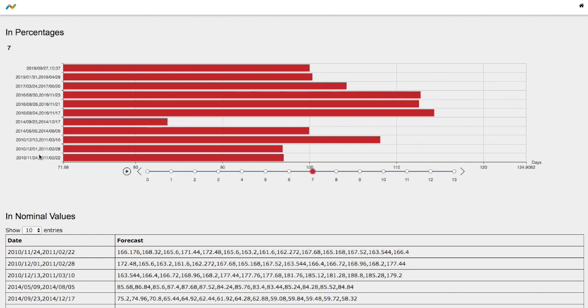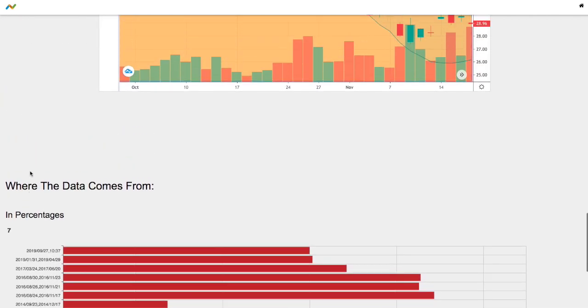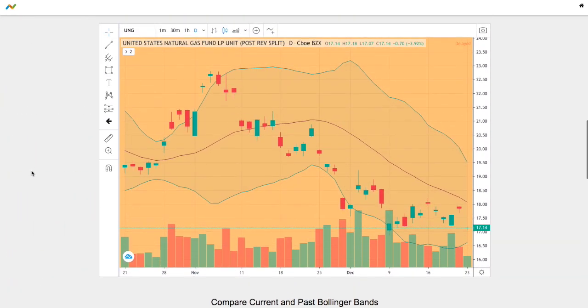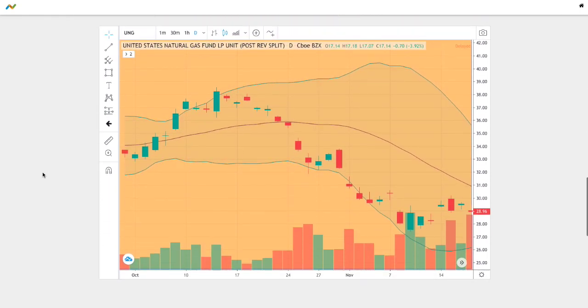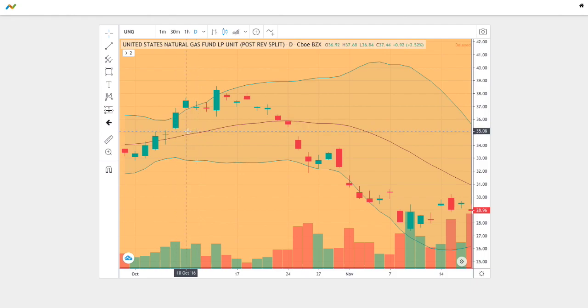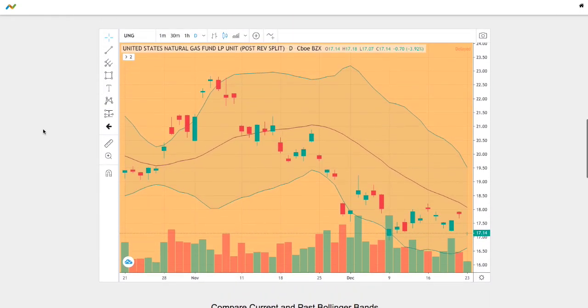So which one of these models should we focus on? Ideally, the model that is the best match to the current trend. Right here we have the current trend. This trend dates back to September 27th to today in 2019, and then this trend dates back to August 24th, 2016 to November 17th, 2006. So let me point out why these two charts are similar.